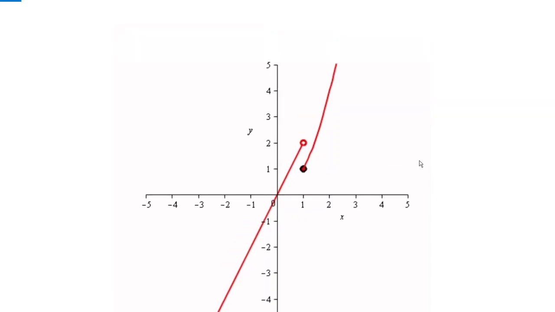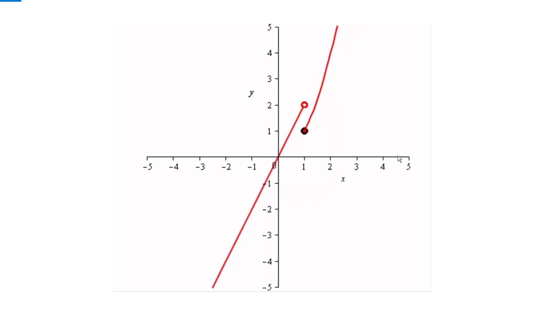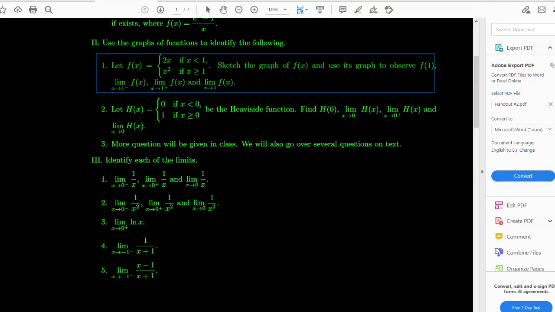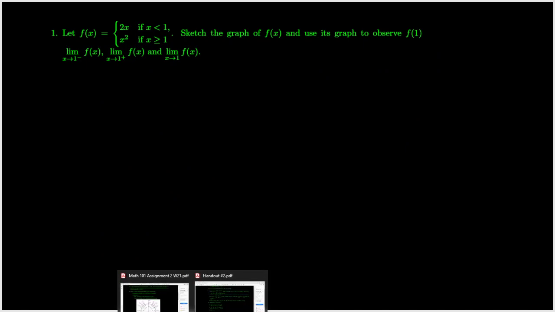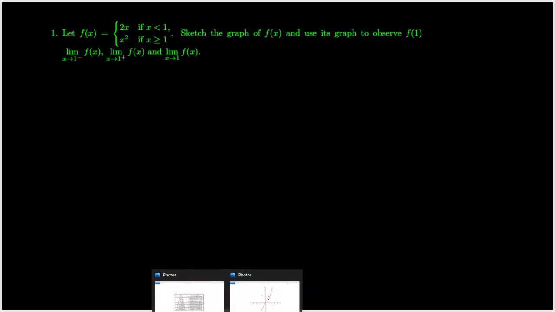Now let's recall some details. To the right of 1 and including 1, you have part of the parabola. The parabola has the equation y equals x squared, right? And to the left of 1 and not including 1, you have part of a straight line. I believe the straight line has the equation y equals 2x. Now you go back to the definition of the function and look at the graph of the function again. We have the graph of the function.